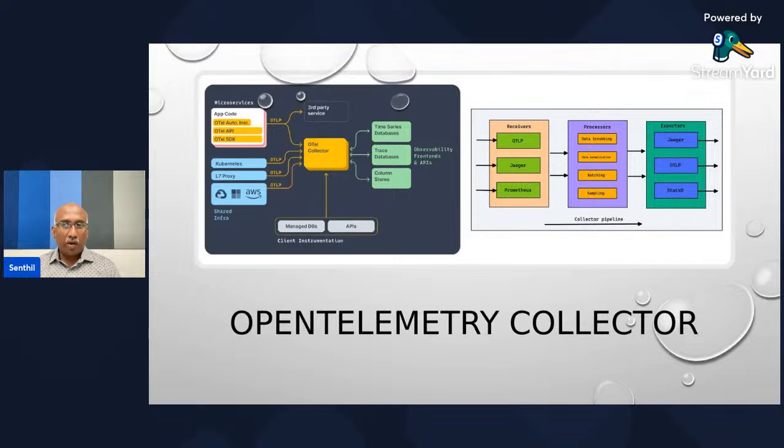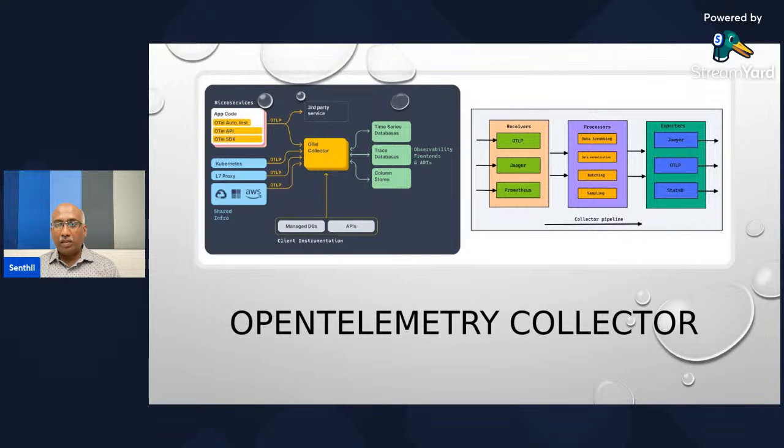So if you choose to have only OpenTelemetry format to be supported, you can specify that in the configuration file, or you can even use the OpenTelemetry Collector to collect telemetry data in other formats as well, like Jaeger, Prometheus, anything.